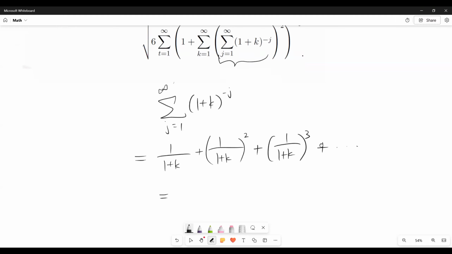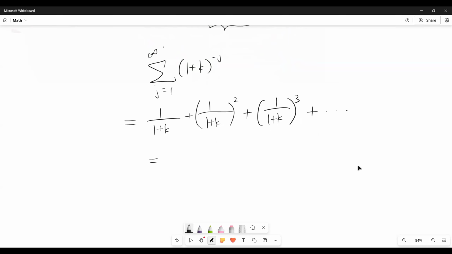And then, as you may have learned before, the formula for an infinite geometric series is the first term in the numerator divided by 1 minus the common ratio. In this case, the common ratio is just 1 over 1 plus k, because the second term, for example, is 1 over 1 plus k squared, divided by the first term, which is 1 over 1 plus k, we get 1 over 1 plus k. And that's how you get the common ratio.